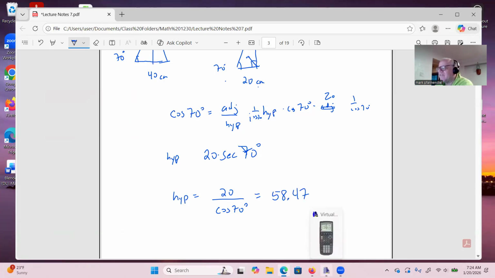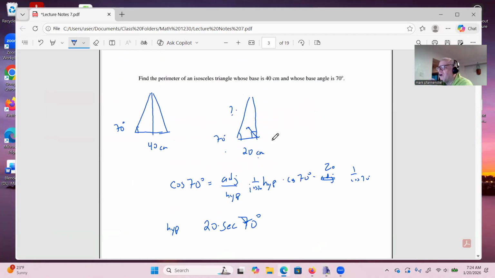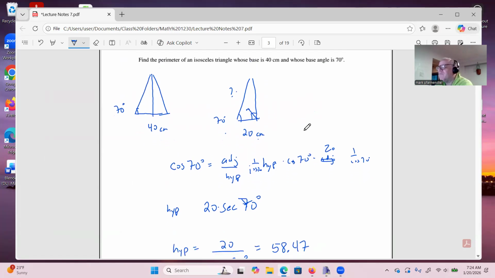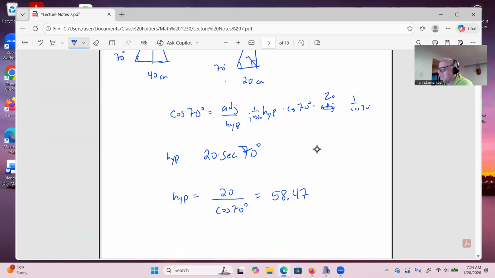Okay, and then let's see here. Again, I'm looking at what my units are here. We have 40, we have 70 degrees. I'm going to say one decimal place is probably what they were looking to do here. So we're just going to say this is 58.5 meters for my sides here.